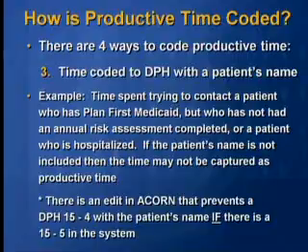Now there is an edit in ACORN that prevents a DPH 15.4 with the patient's name if there is a 15.5 in the system. The reason for that is because once a patient has been coded or has been risk assessed as low risk, we don't do anything else with that patient until we re-risk assess them. So that's why that code is there.